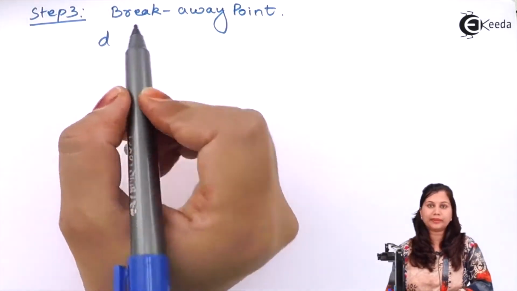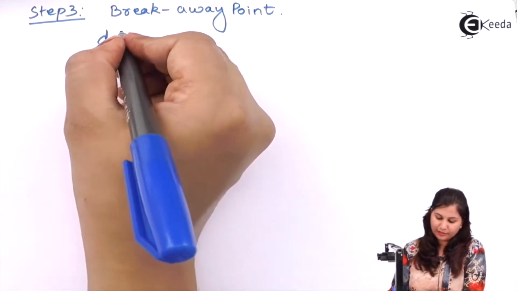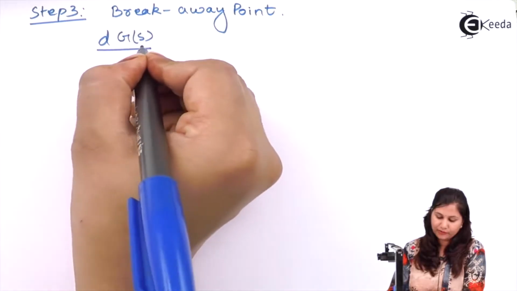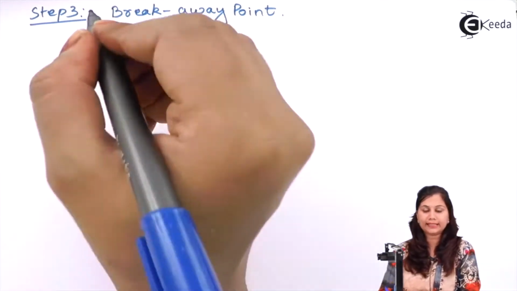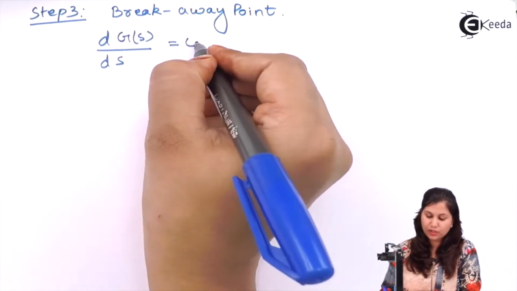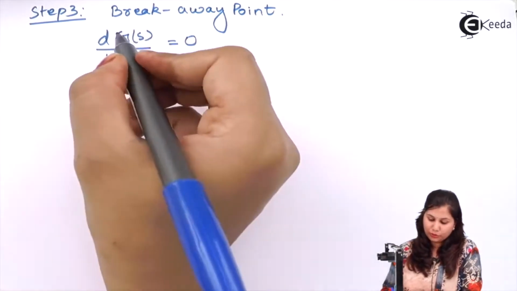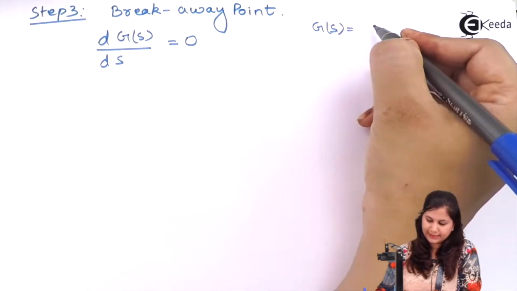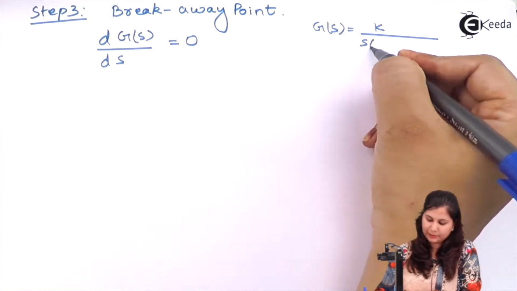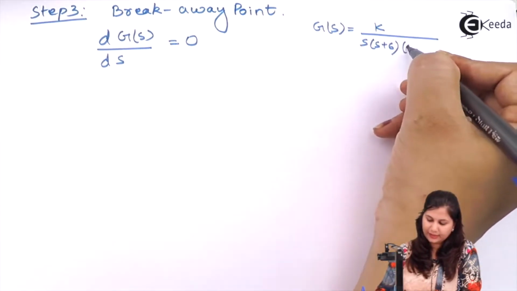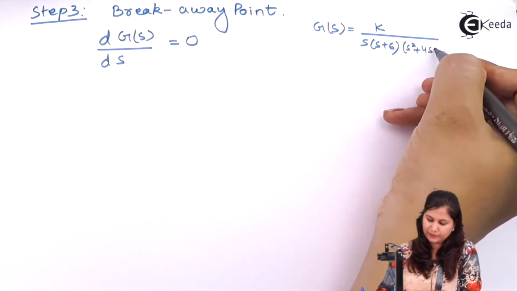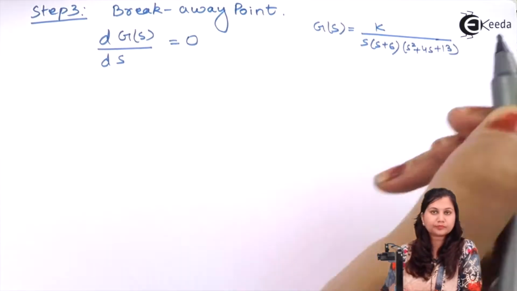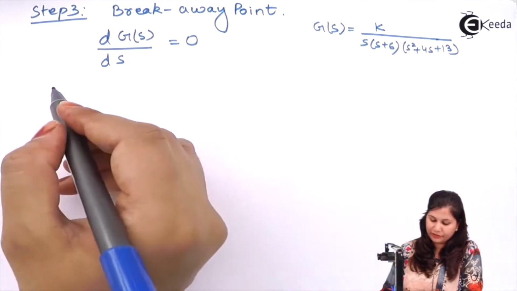So to find out the breakaway point, we will differentiate the open loop transfer function with respect to s and then equate this differentiation to 0. The open loop transfer function G(s) is given to us as K upon s plus 6 and s squared plus 4s plus 13.